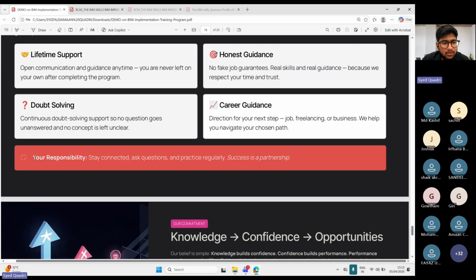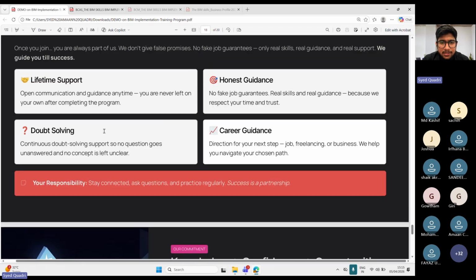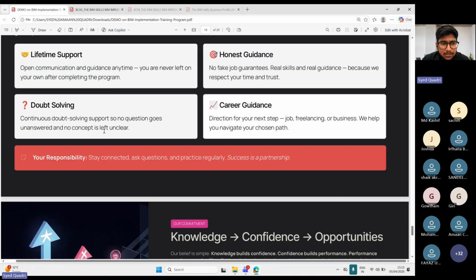But your responsibility, this is the important point: you should stay connected. Whenever you have a question, you should reach out. Whenever you want guidance, you should reach out. Because if you have the question, then only we can answer. If you have the doubt, then only we can solve. So your responsibility is to reach out. Our responsibility is to provide the service. It's not like you are asking a doubt and we are not supporting you. That is not good.